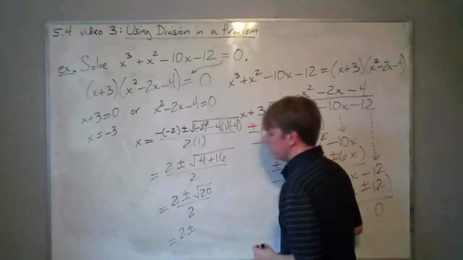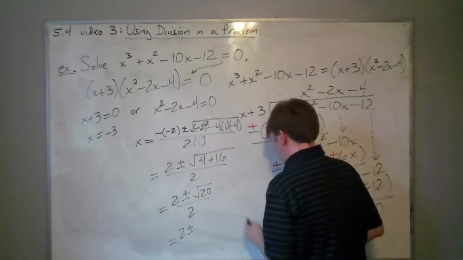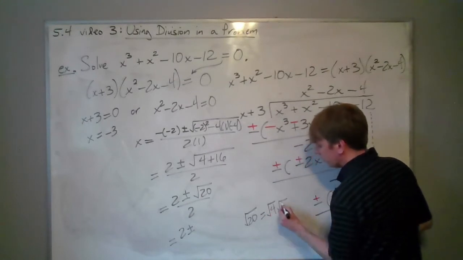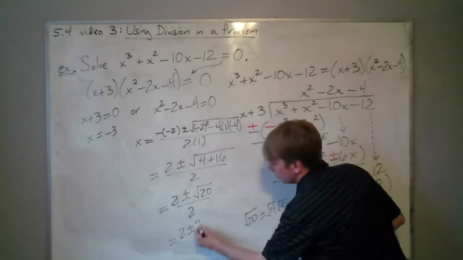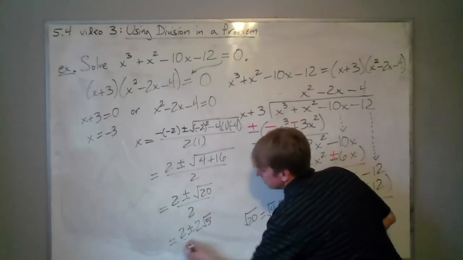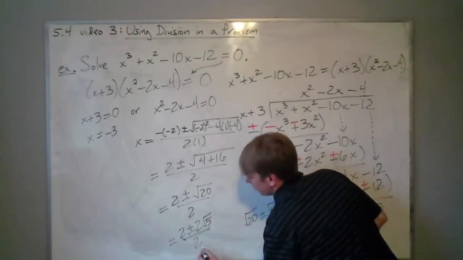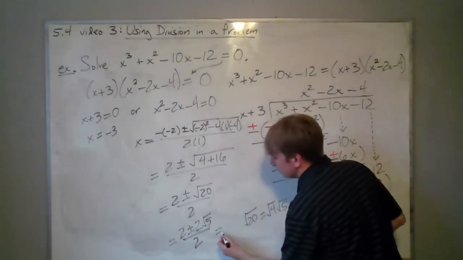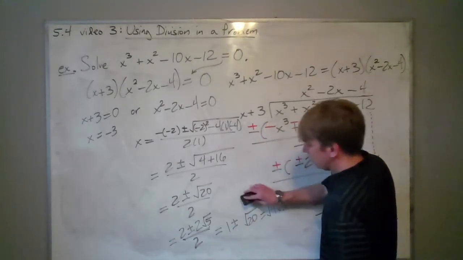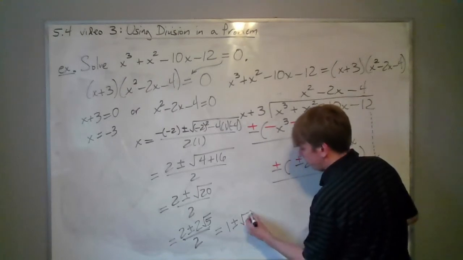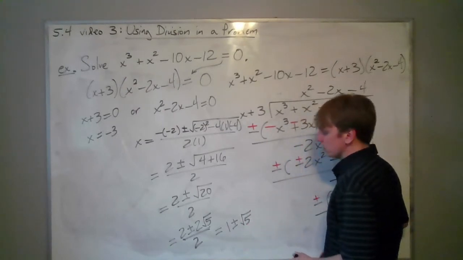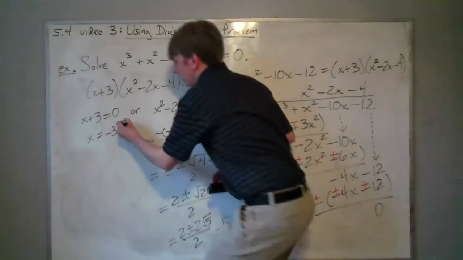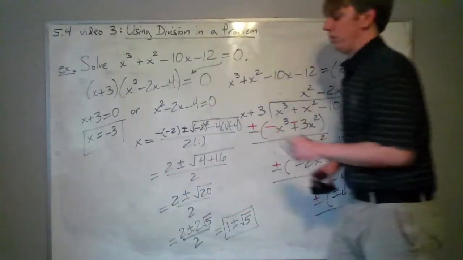or, let's see, square root of 20 is really the square root of 4 times the square root of 5, and so we can write it as 2 times the square root of 5. And then we can cancel a 2 out of everything to make this 1 plus or minus square root of 5. And so we have 3 solutions: 1 plus square root of 5, 1 minus square root of 5, and -3.